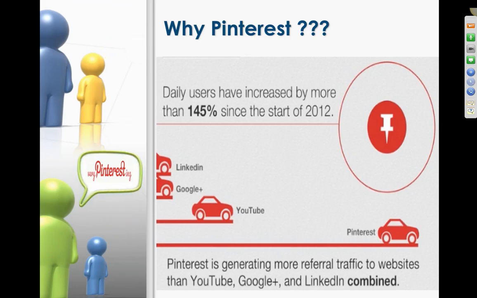So Pinterest should be part of an overall strategy, and we'll talk a little more about what should go in that strategy later in the presentation. But if you look at traffic to websites, Pinterest is sending more traffic than YouTube, Google+ and LinkedIn combined. That is what it's all about: driving people to the website where you can do the conversion and get people to do what you want them to do.